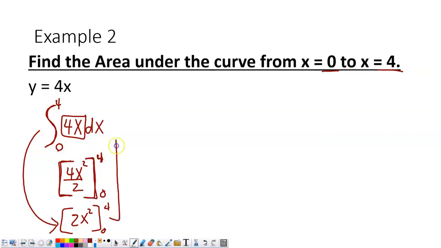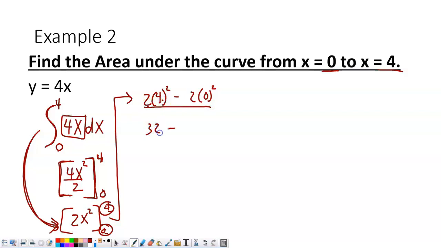Okay. Now, step 2 is you're going to plug in both of these numbers for x. And then you're going to subtract those. Okay? So step 1, integrate. Step 2, plug in your limits. Step 3 is to go ahead and simplify this. So we end up with 2 times 16, which is 32, minus 0 is 32. What I just found there, what does that number represent? That's the area under the curve from x equals 0 to x equals 4.